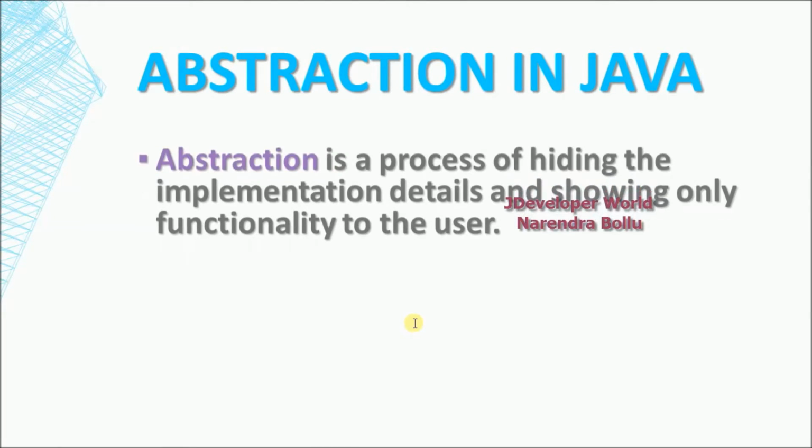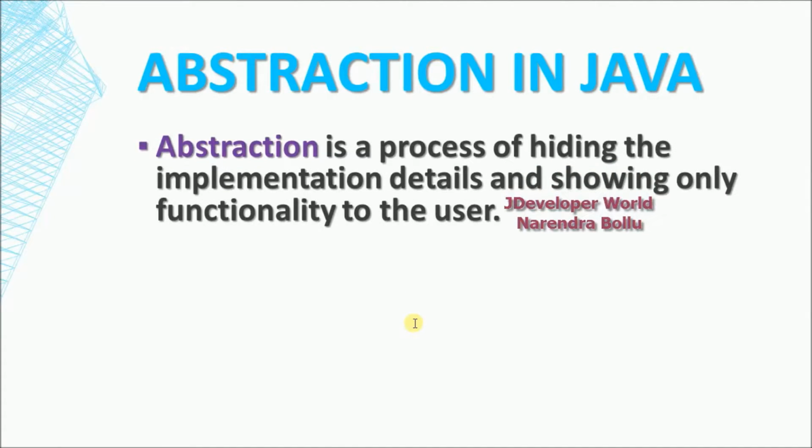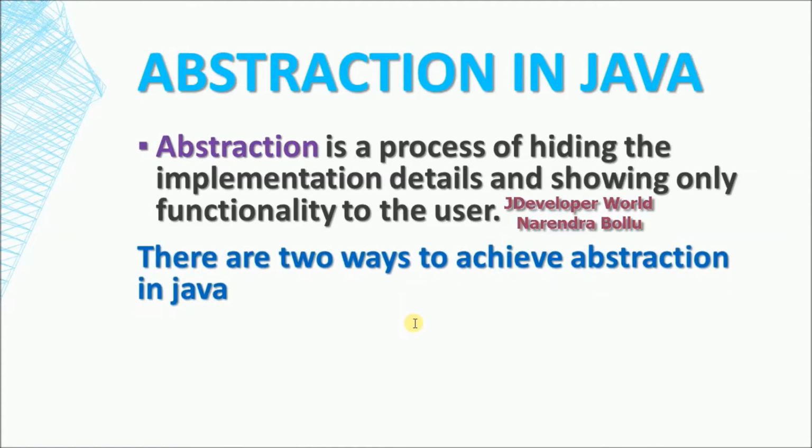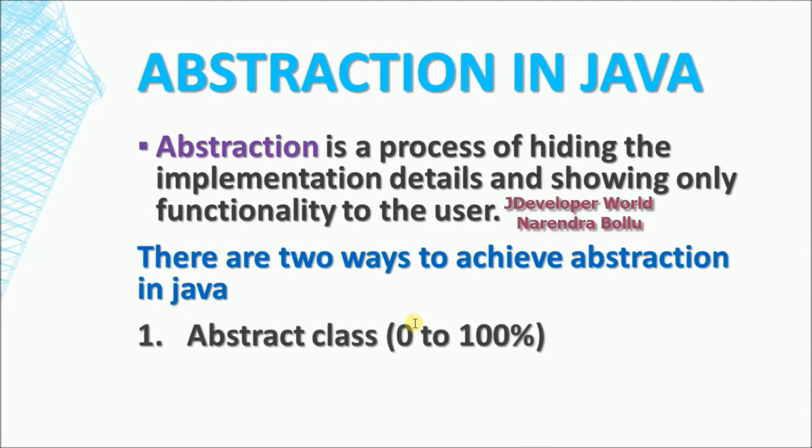Abstraction in Java. Abstraction is a process of hiding the implementation details and showing only functionality to the user. There are two ways to achieve abstraction in Java: using abstract class or using interface. Using interface, you can achieve abstraction in Java 100%. But using abstract class, it depends on our requirement. From 0 to 100% we can achieve abstraction.